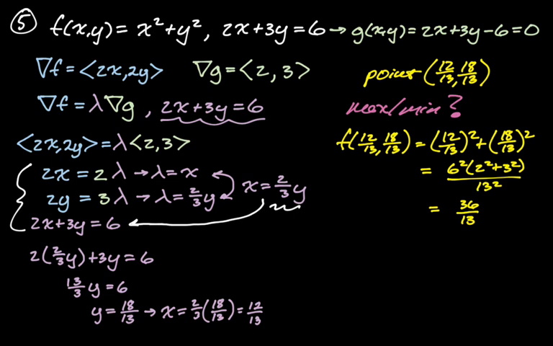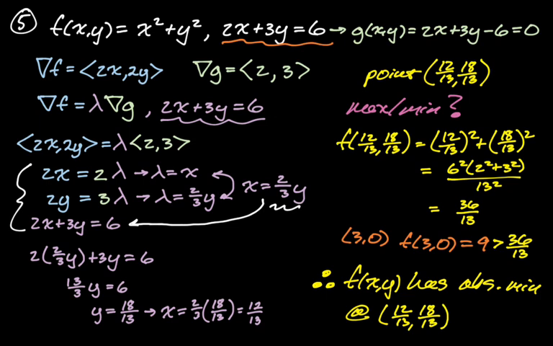So what we need to do now is just find literally any other point that's on the constraint and see what that gives us when we plug it into the function. So for example, the point 3, 0, it definitely satisfies that. And f of 3, 0 is 9. And 9 is bigger than 36 over 13, which means we must have found the minimum value. If 9 was less than the thing we found, then we would have found the maximum value, because Lagrange multipliers definitely finds the maximum or the minimum. It just doesn't tell you which, which is great. All right, so f of x y has absolute minimum at 12/13 comma 18/13.